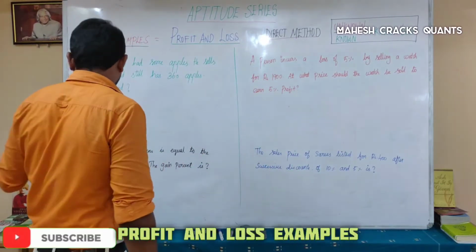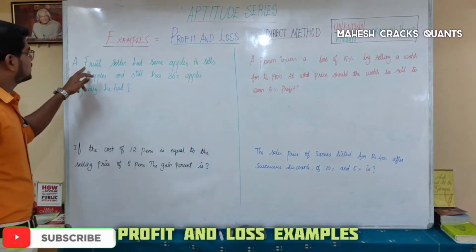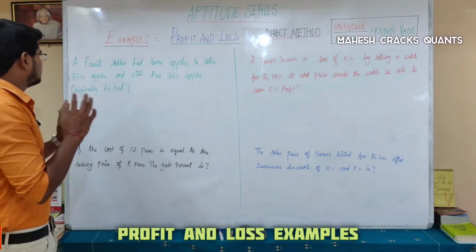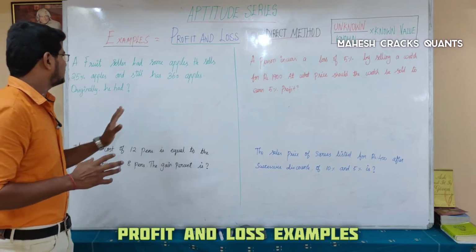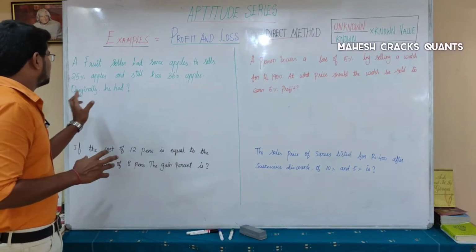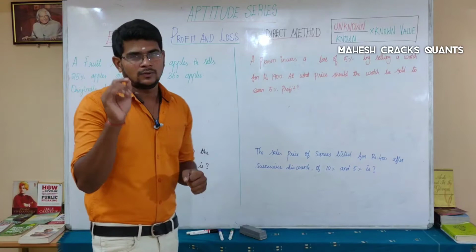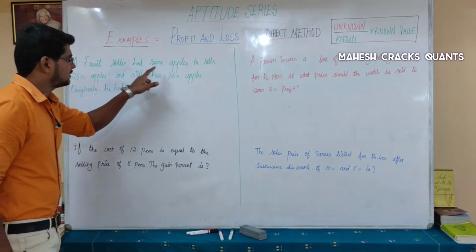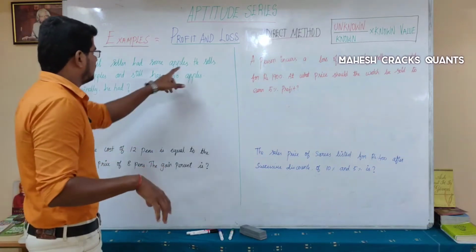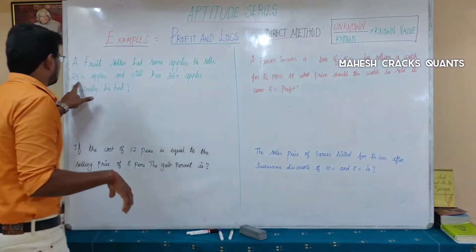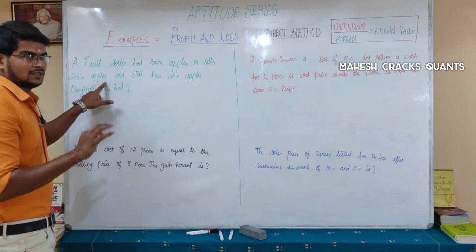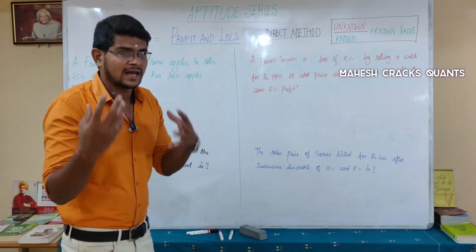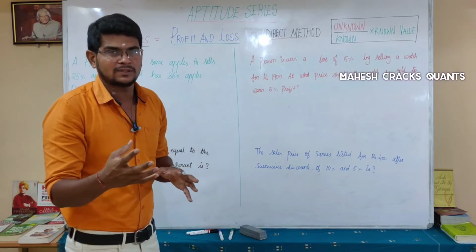Okay. The first problem is: a fruit seller had some apples. He sells 25% apples and still has 360 apples. Originally he had how many? The question is, you have to understand very clearly, a fruit seller had some apples, out of which he sells 25% apples. How much apples might he have after that?